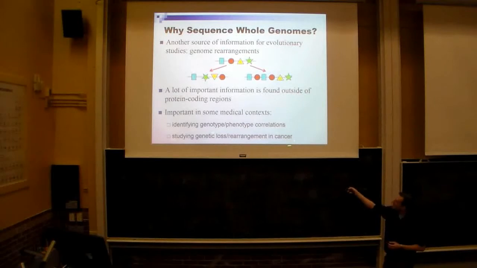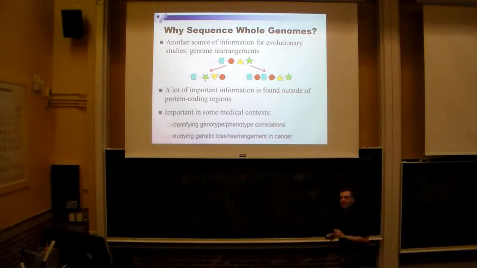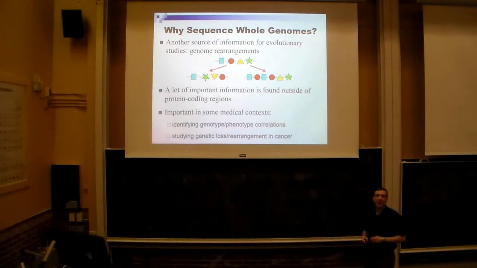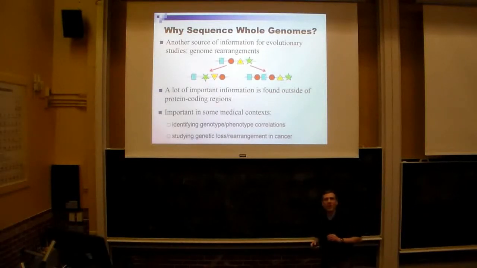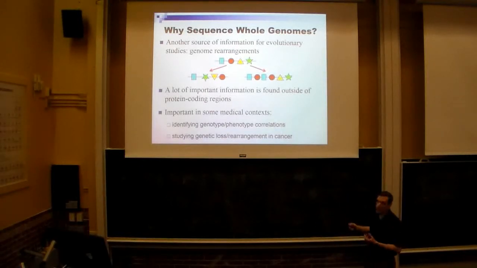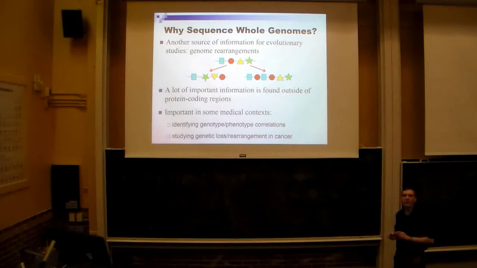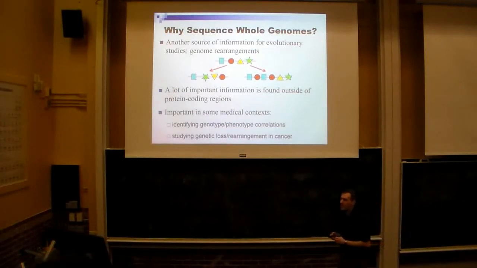This also has some special uses in studies of cancers, because genomic scale changes are very commonly a way that cancers develop and progress. So cancers rearrange large pieces of their genome, they gain or lose copies of pieces of the genome, and these things are very hard to study if you don't have a good model of what the genome looks like. So that's another special medical context where it becomes quite valuable to have entire genomes and to be able to compare entire genomes.